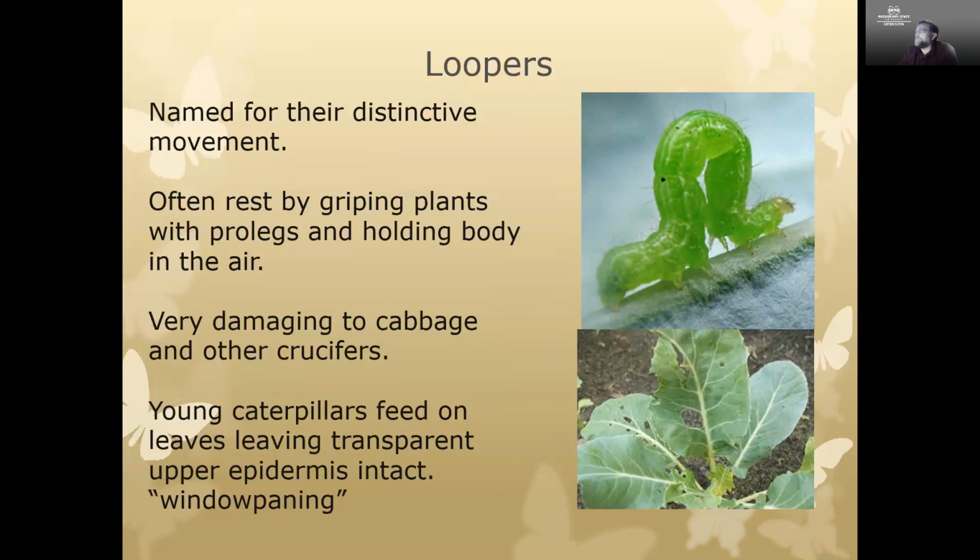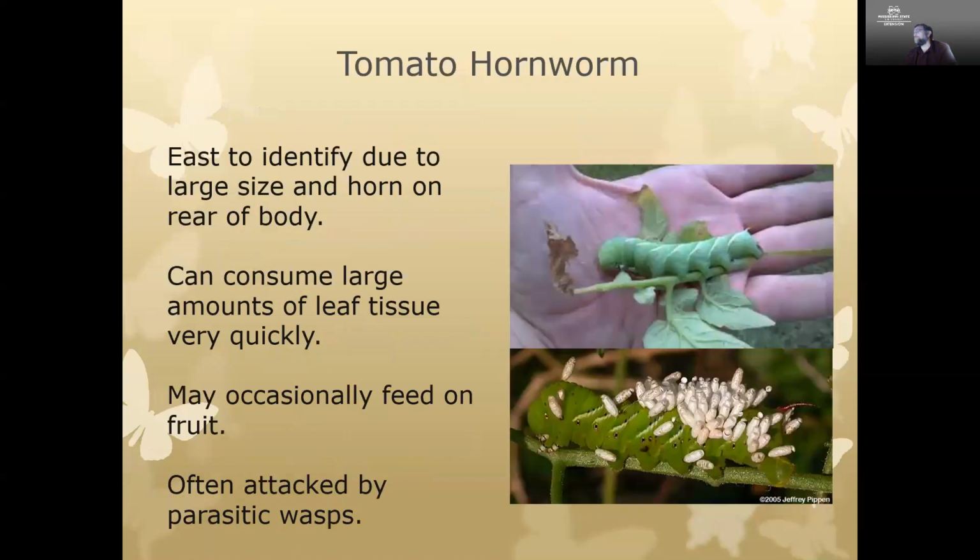Young caterpillars will feed on leaves, leaving a really characteristic sign of their presence. We call it window painting, where they've left the upper epidermis of the leaf intact. So there's a little filmy residue that's still over that open area of the leaf. We call that window painting. Really good sign that we want to control those loopers. And we're going to control them the same way as we're attacking our other caterpillar pests.